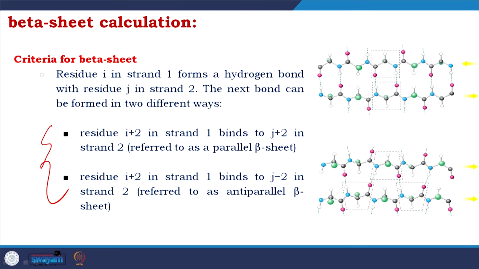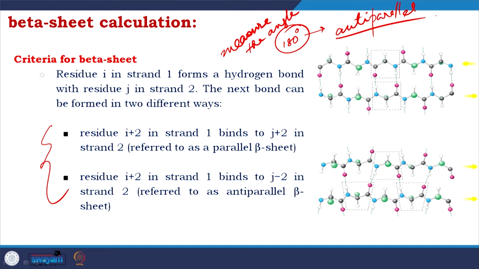In addition, you could measure the angle between i and j, where the hydrogen bond is formed. If the angle is 180 degrees, it is anti-parallel.